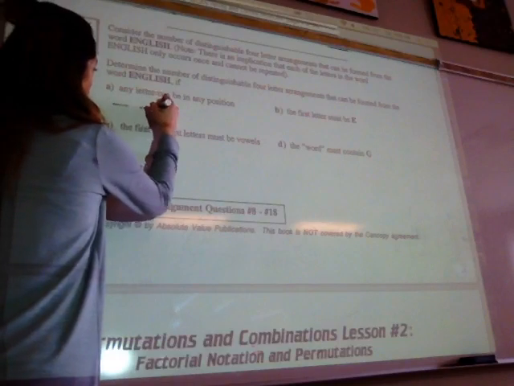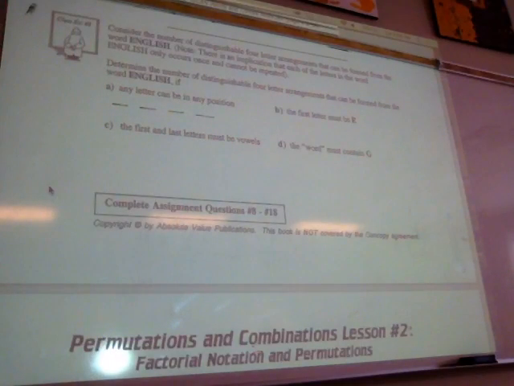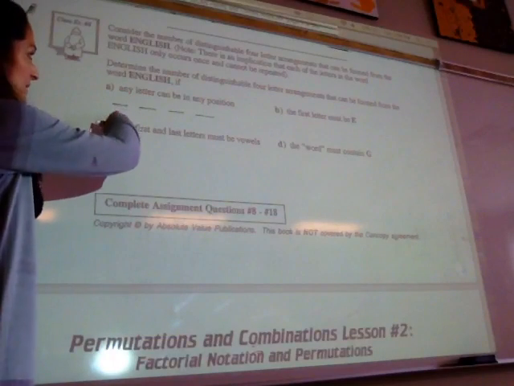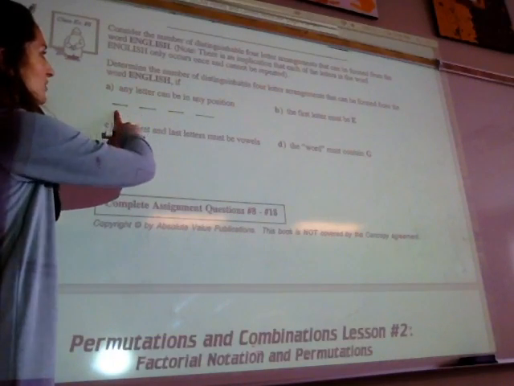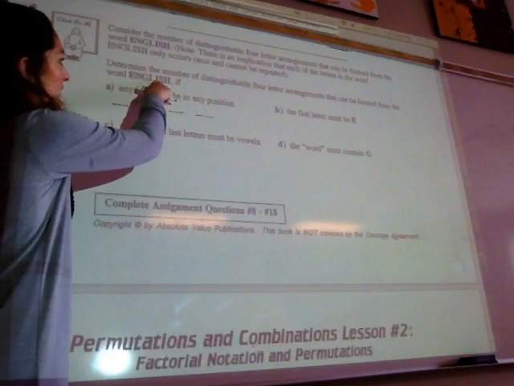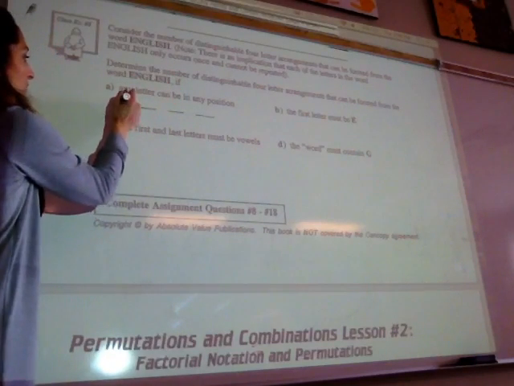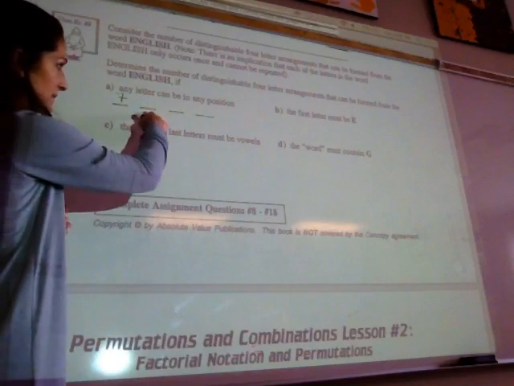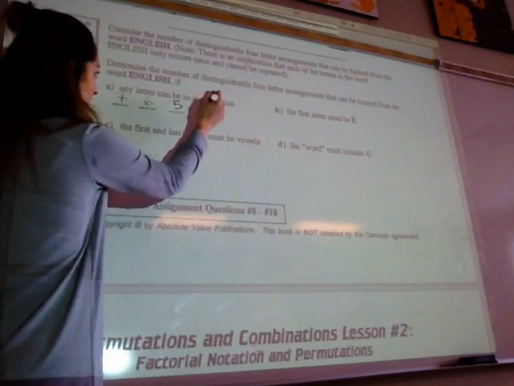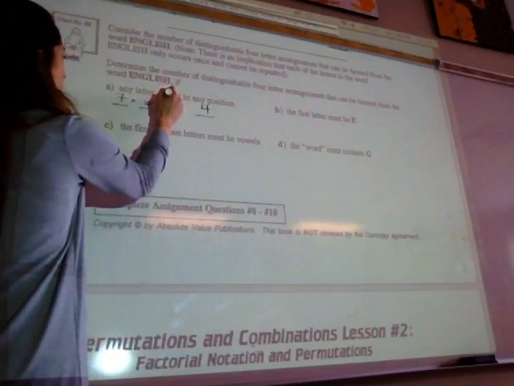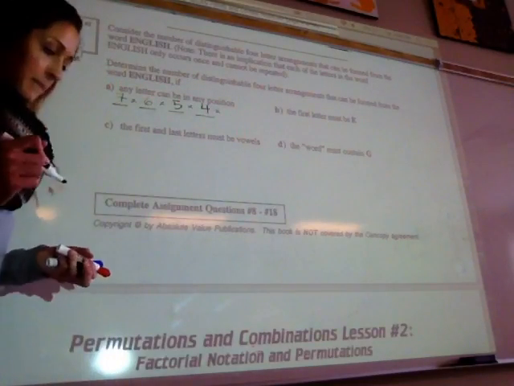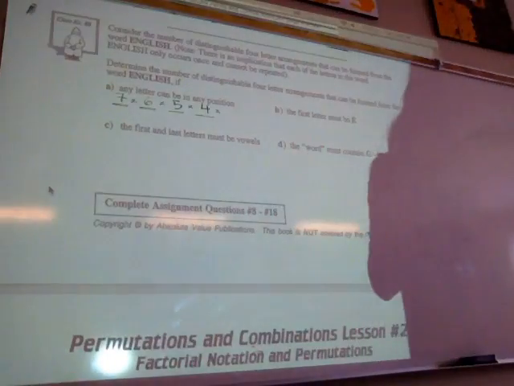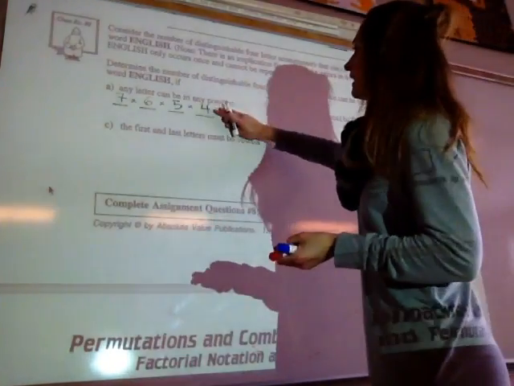Okay, so there's 4-letter words, any letter can be in any position. So for the first position, how many letters do I have to choose from? 1, 2, 3, 4, 5, 6, 7. So 7 possibilities. Any letter. If letters can't repeat, how many options do I have for the next one? 6. And then the next one? 5. And then the next one? 4. So we just have to multiply these. When you multiply that, you should get 840.